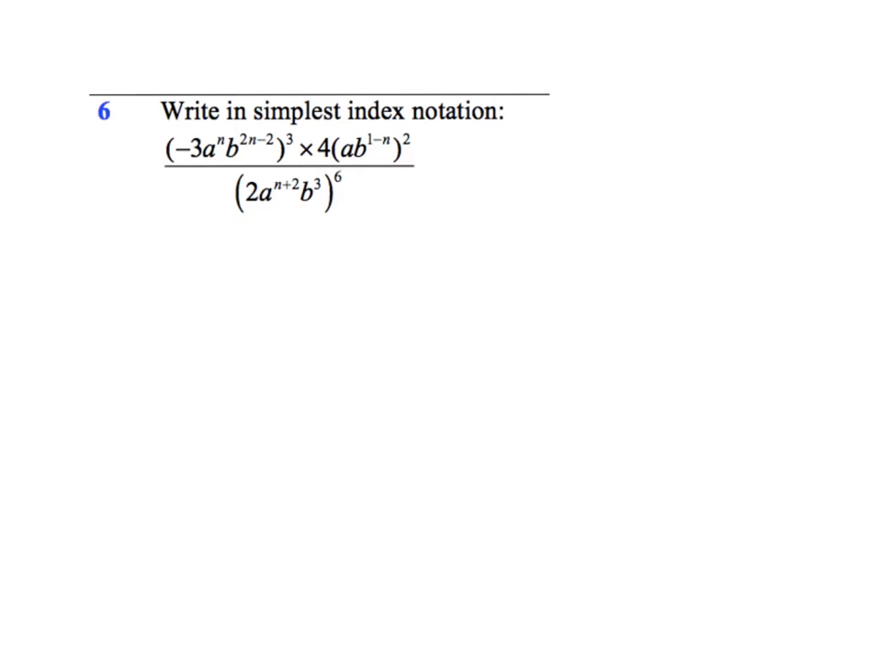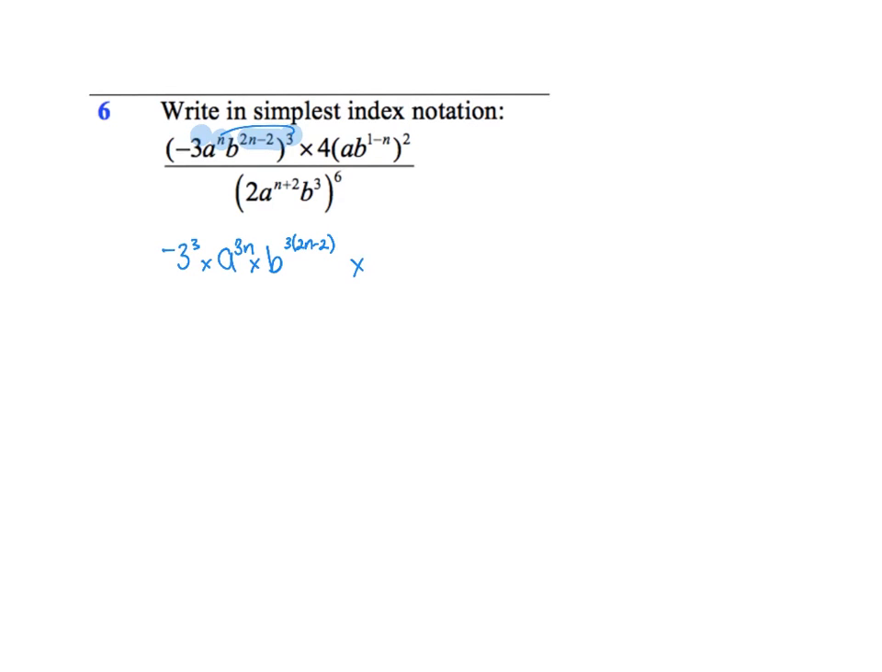The first thing you have to remember is that the power on the outside has to be multiplied by all the powers on the inside. So what we're going to have is negative 3 to the power of 3 times a. Now what would be 3 times n? It'd be 3n times b. Now you're going to times all of that by 3. So be careful with that.